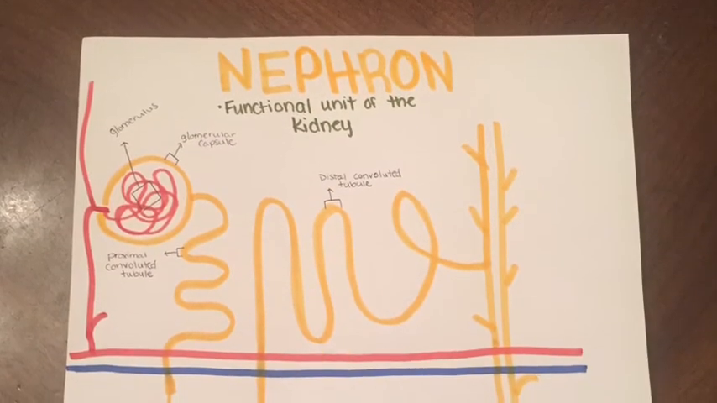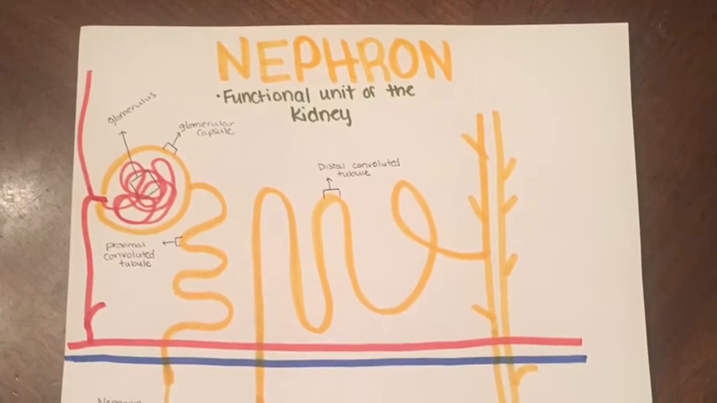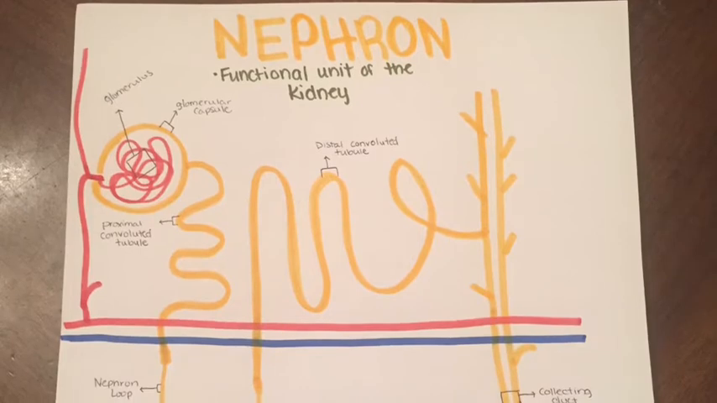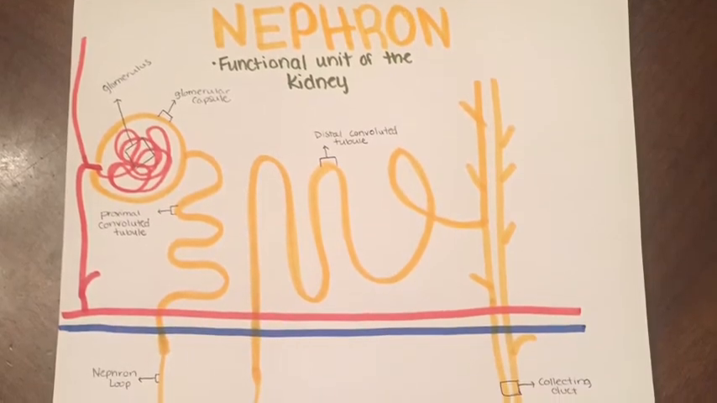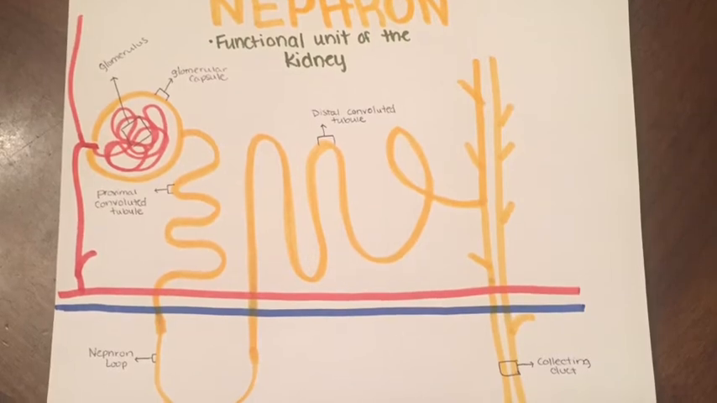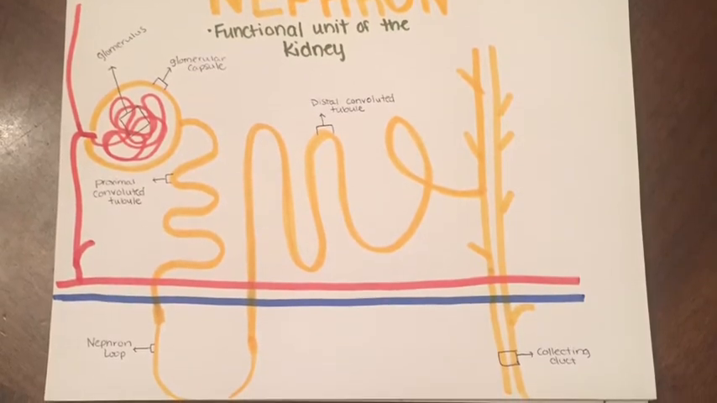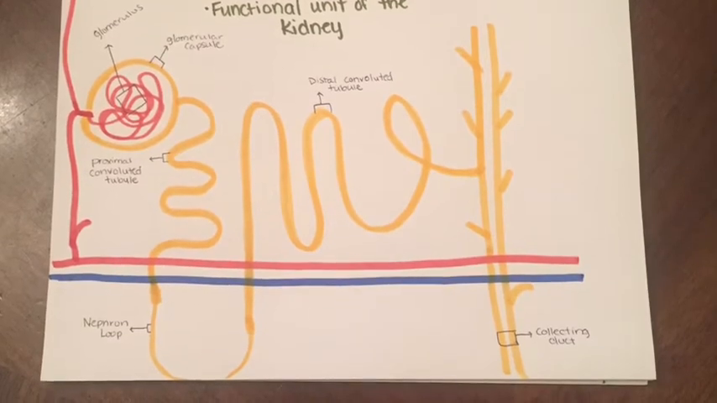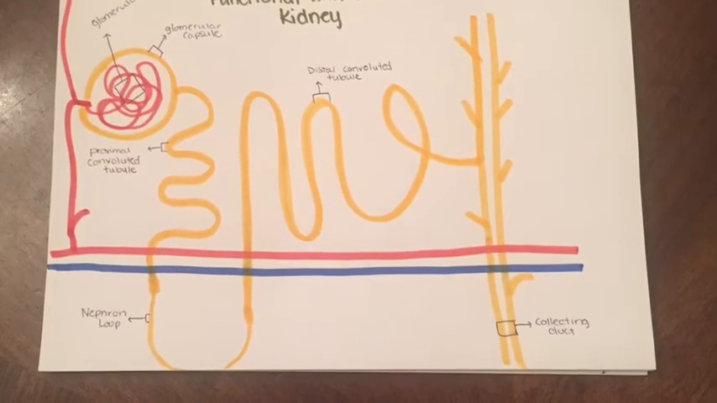Here's a brief overview of how the filtrate flows down to the minor and major calyces. Proximal convoluted tubule goes to the nephron loop, which has an ascending and a descending limb. Also has a distal convoluted tubule, which leads you to the collecting duct.